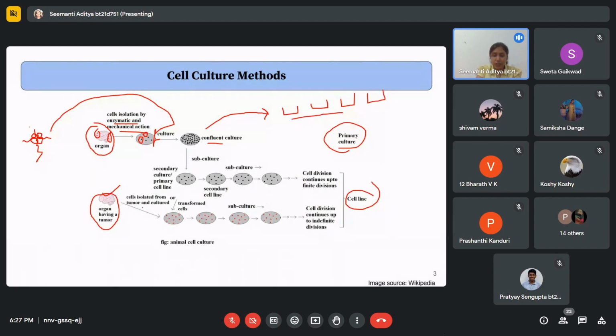In that condition, we carry out our experiments. In the case of cells isolated from tumors, they can be subcultured and grown numerous times, and cell division can continue up to indefinite divisions. These are transformed cells, basically, so this can go on for a long period of time. But for primary cell culture, we have to be very cautious, because these cells don't divide, and we have to carry out our experiment within that stipulated period of time. Otherwise they will die, and then we have to repeat the process.